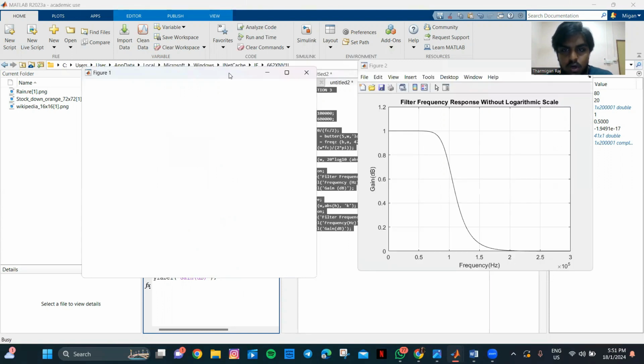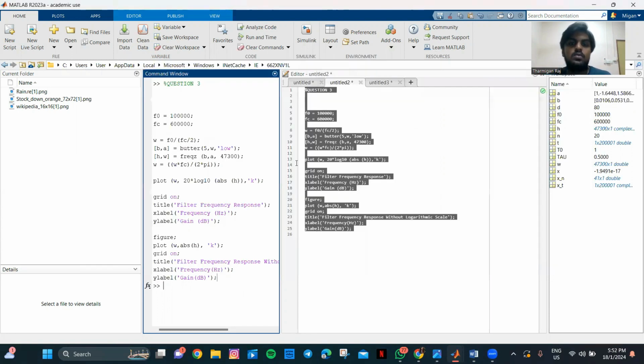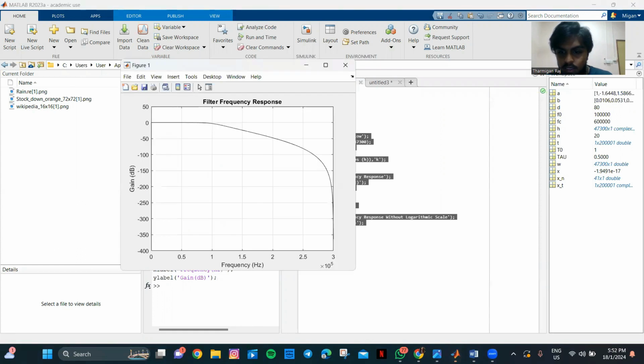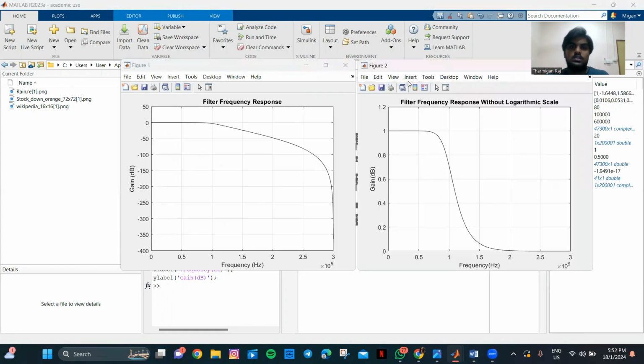So these are the two outputs that we would need for question 3 out here. This will be the output of the filter frequency response. And this is the filter frequency response without the logarithmic scale. As you can see, with the logarithmic, it's much more stable out there.